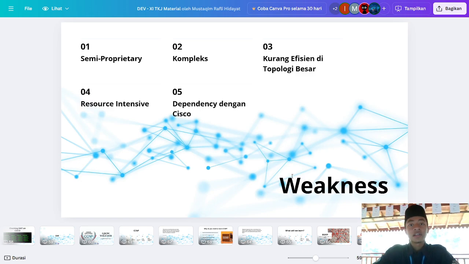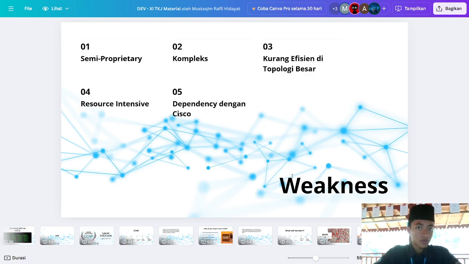The second one is complexity. The complexity of using EIGRP is a high challenge, because it is not easy to use, and it is not efficient for big topologies. One of the reasons is that EIGRP uses one autonomous system number.